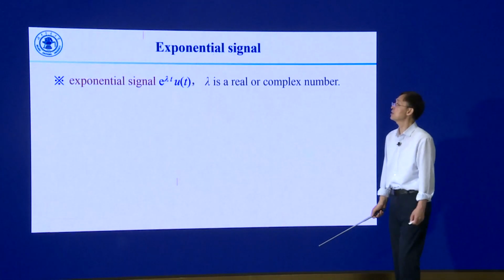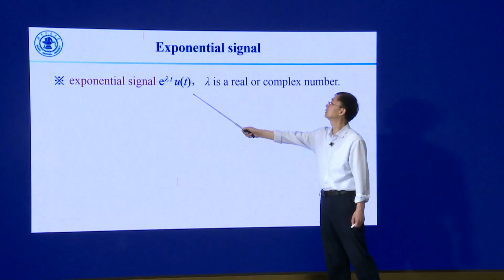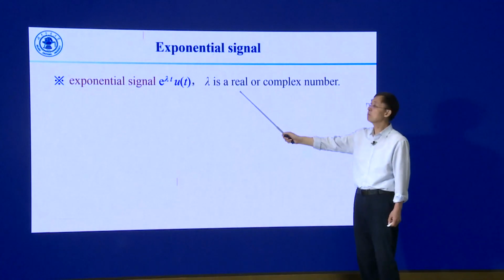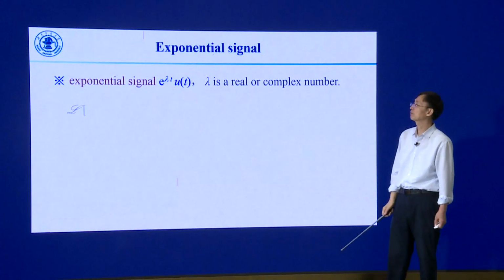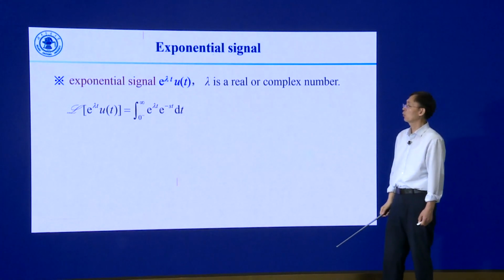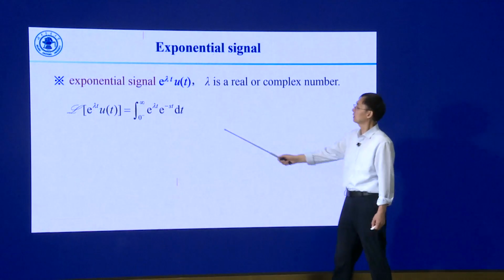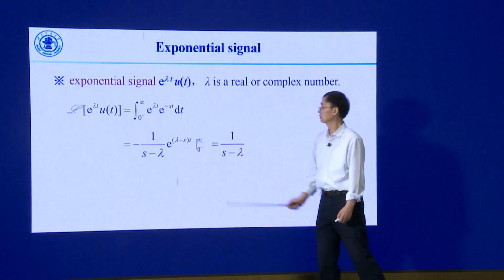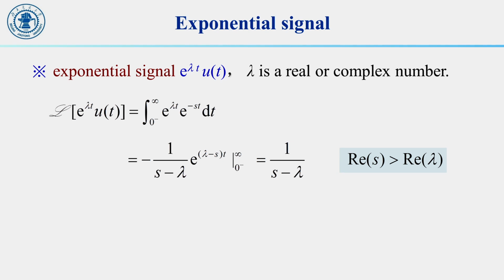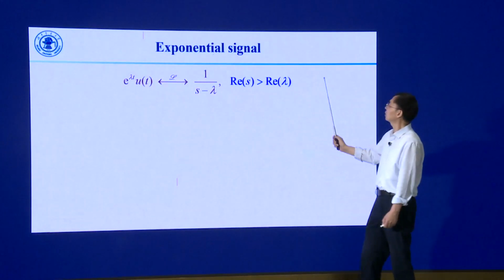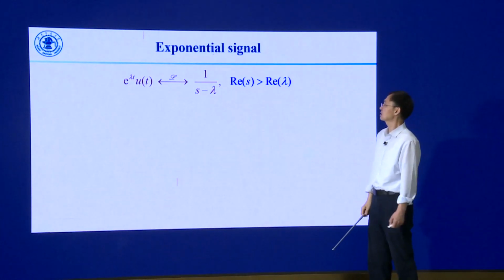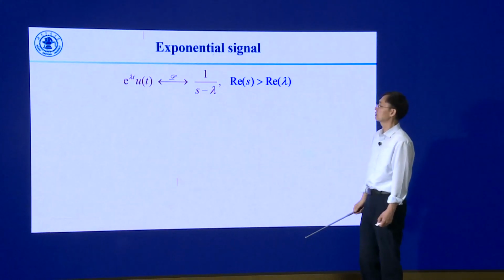For the exponential signal, here lambda is a real or complex number. Similarly, we can get this result. If this condition is satisfied, we can get this result. The lambda can be a real number or a complex number. We'll discuss the different situations.